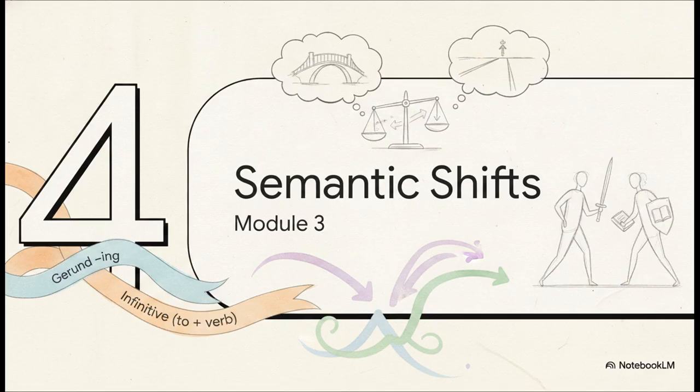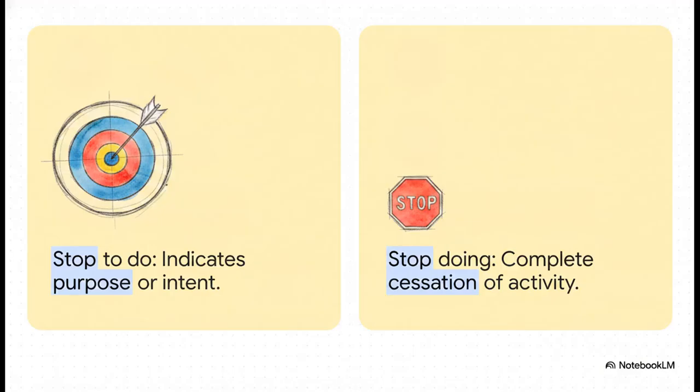Module 3. Semantic shifts. Have you ever stopped to think how one tiny little suffix can completely change a life-altering sentence? The verb stop is a textbook example of this semantic showdown. When a verb can take either a gerund or an infinitive, your syntactical choice forces a massive semantic shift.